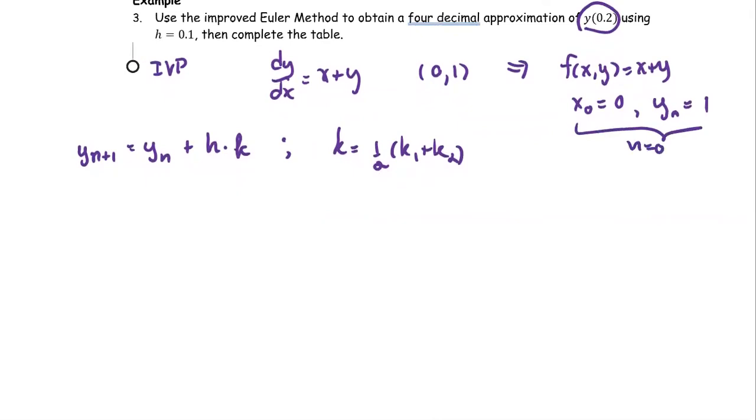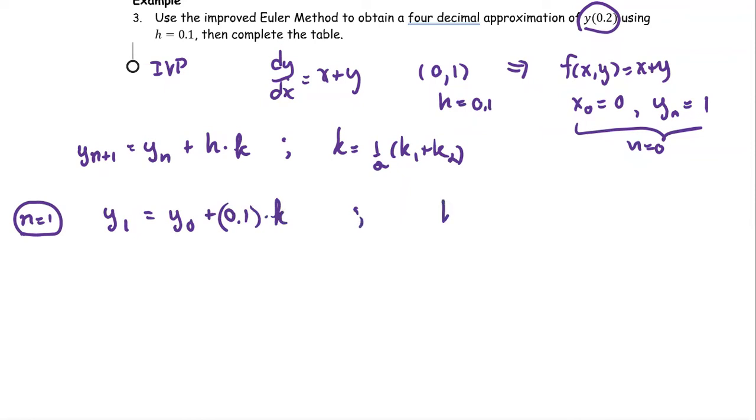At n equals 0, we already got x0, y0 from the problem that was provided to us. Next, we're going to work on the first iteration to get y1, which is y0 plus the step size. Recall the step size for the same example is 0.1. So h is 0.1 multiplied by k. On the side here, we're going to find k1. K1 is the slope computed by using x0, y0, or the function at (0, 1). Use the formula f(x, y) is x plus y. So we get k1 equals 1.